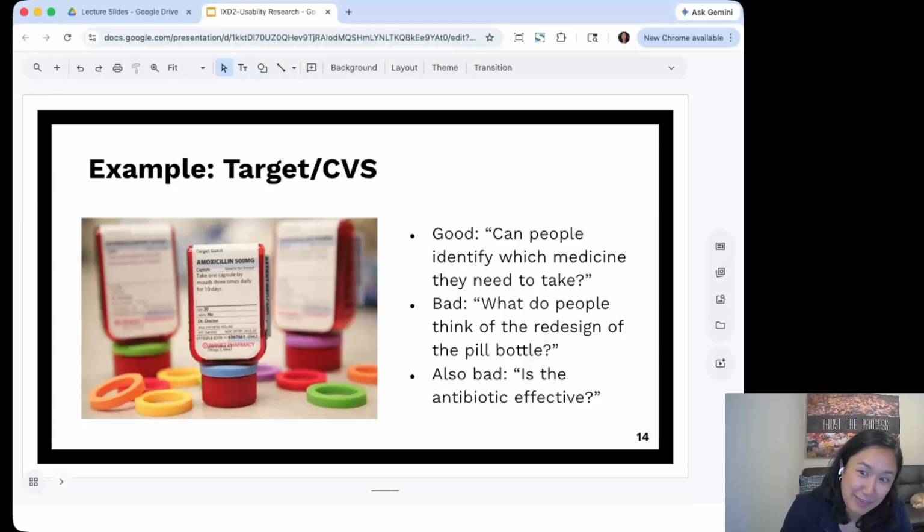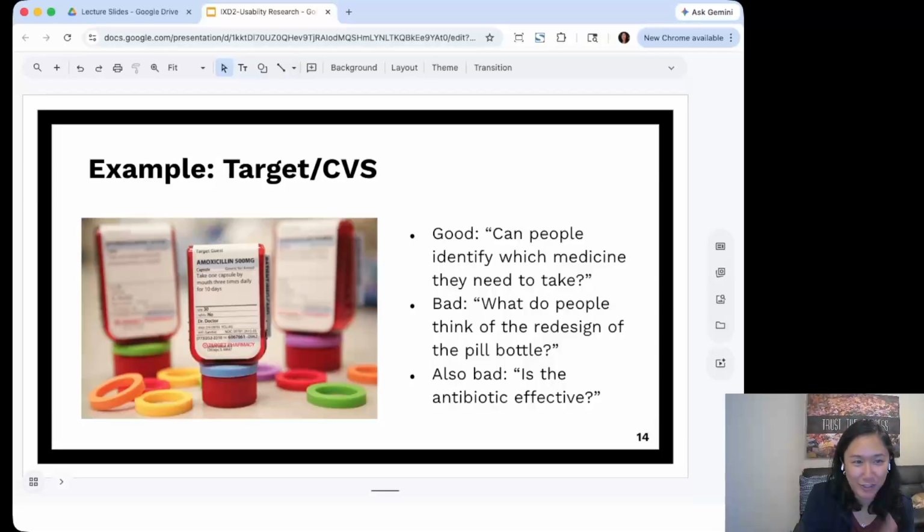Also bad would be, is the antibiotic effective? Again, you're testing the design of the bottle, you can't stretch your study to now accommodate another type of question. That's like medication efficacy, right? And that requires a whole different set of research methodologies and sourcing the right participants and statistical significance and so on and so forth.